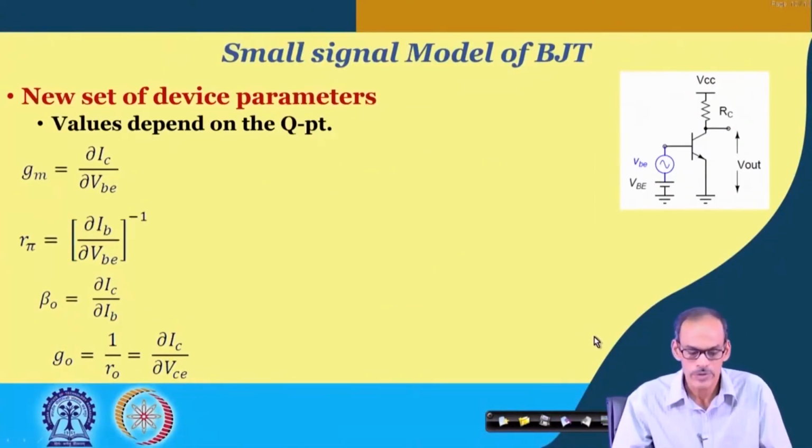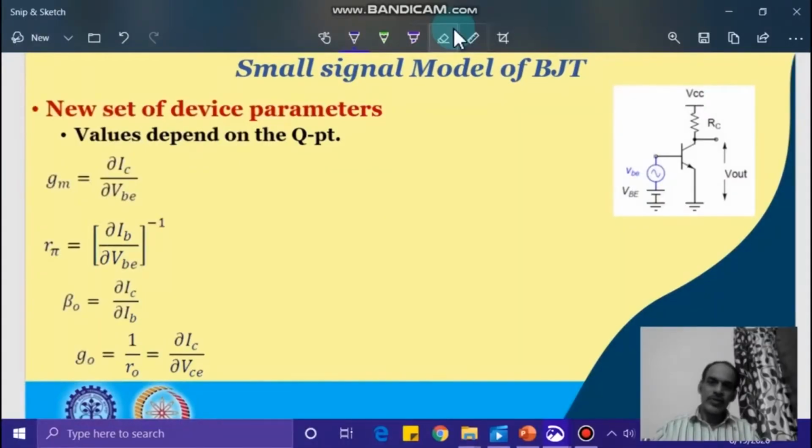So, let us see what we can summarize here. As we understand from our previous discussion, whenever we linearize a nonlinear circuit, we are essentially drawing the small signal equivalent circuit. And while drawing the small signal equivalent circuit of an amplifier, we replace the BJT by its small signal equivalent model. This model involves a certain set of parameters, which we call device parameters, and they are given here.